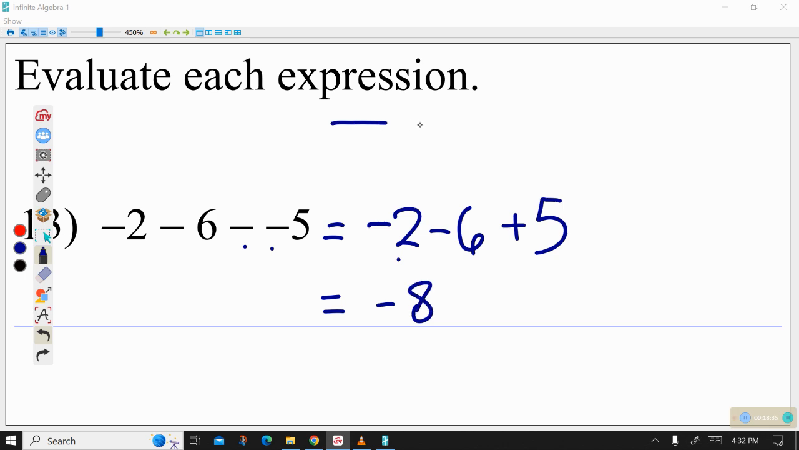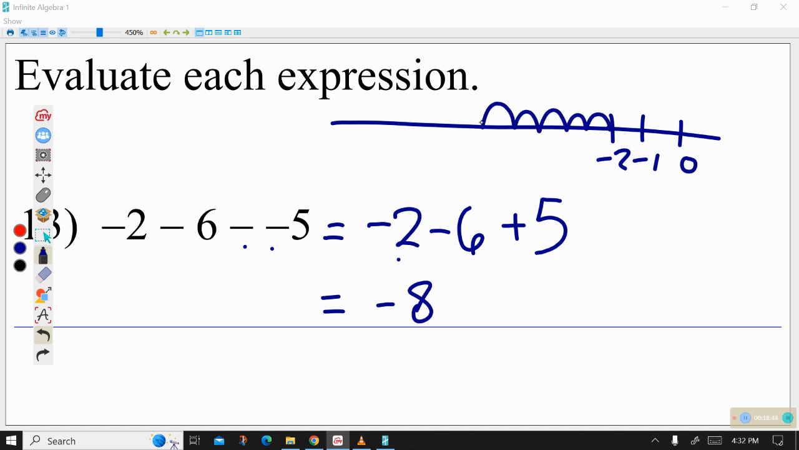Okay, again, if I'm at negative 2, right? This is 0, that's negative 1, that's negative 2. If I'm at negative 2, and I move 6 steps to the left, okay? I would be at negative 8. I would not be at positive 4 or something like that, okay? Make sure that you're counting the right direction, okay? So minus means to the left.